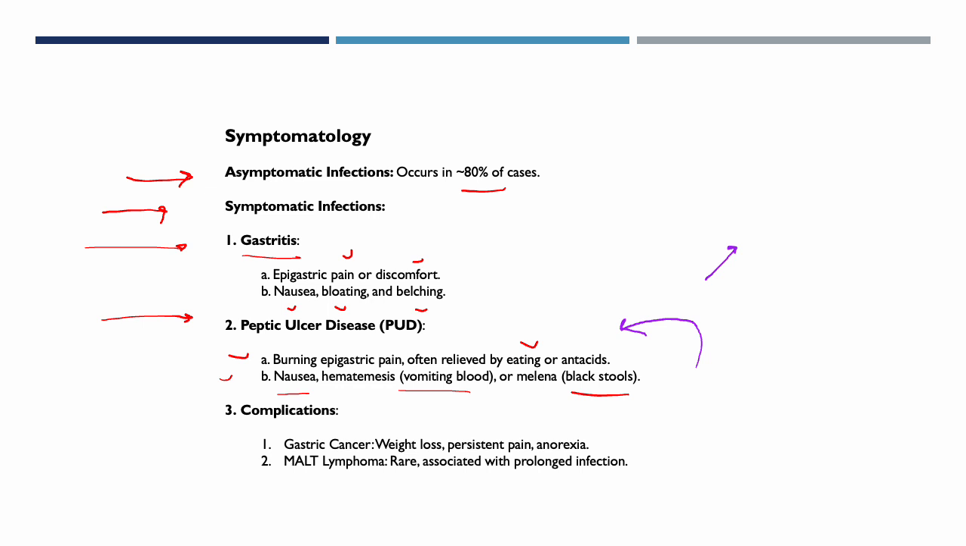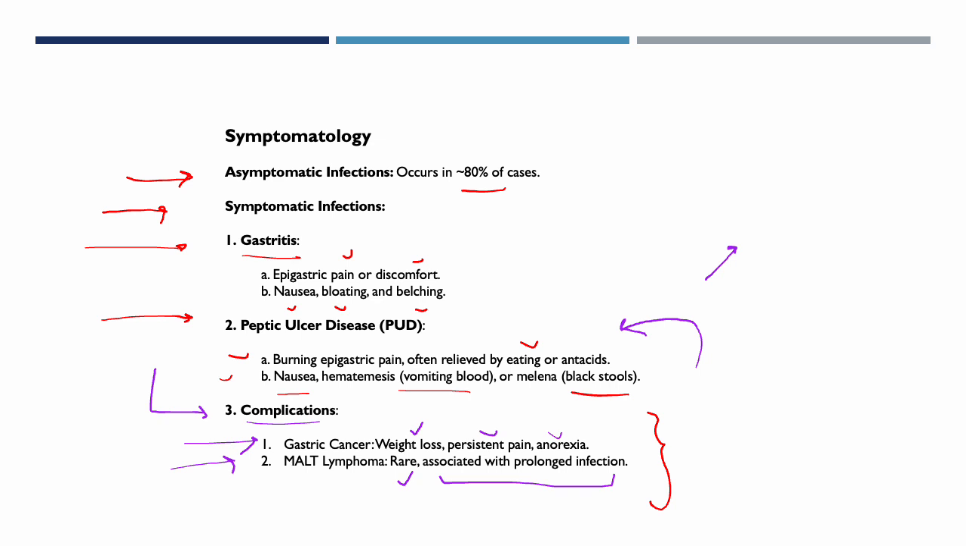So eating doesn't add acid right away. It first calms the stomach environment. That's why duodenal ulcer pain is classically relieved by eating. Now, we also, of course, need to mention complications like gastric cancer, which will then present probably with weight loss, persistent pain, and anorexia. There is also MALT lymphoma, which is quite rare, however, associated with prolonged infection. And these are, of course, causes for immediate response with proper treatment.